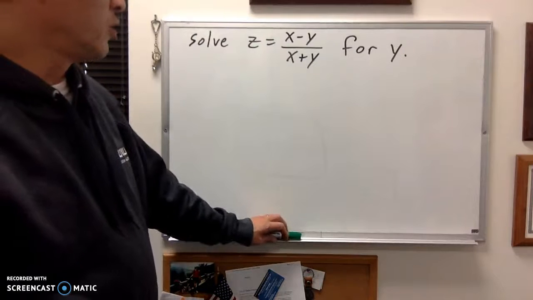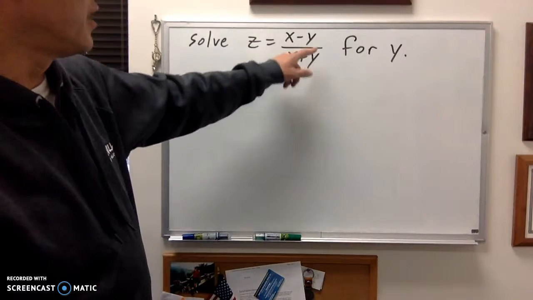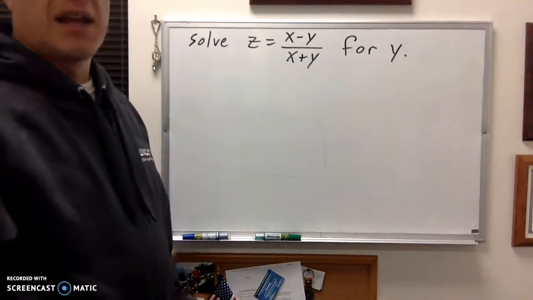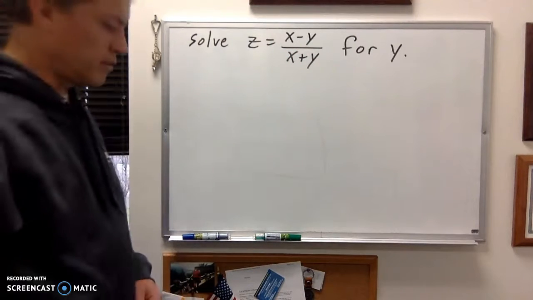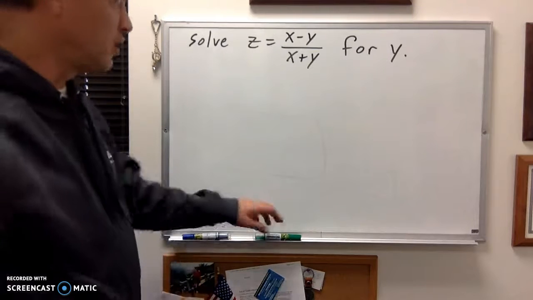Alright, so on this one, we're going to go ahead and solve for y. Z equals x minus y over x plus y. And as you can tell, the hard part about this problem is the fraction. So what do you do with fractions?